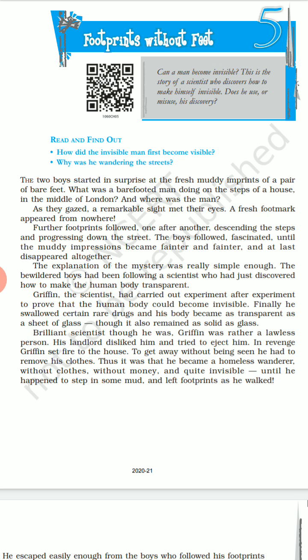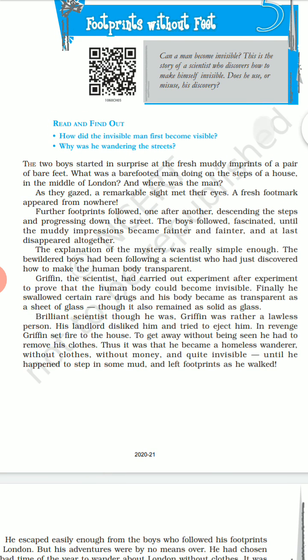Brilliant scientist though he was, Griffin was rather a lawless person. His landlord disliked him and tried to eject him. In revenge, Griffin set fire to the house. To get away without being seen, he had to remove his clothes. Thus it was that he became a homeless wanderer, without clothes, without money, and quite invisible until he happened to step in some mud and left footprints as he walked.